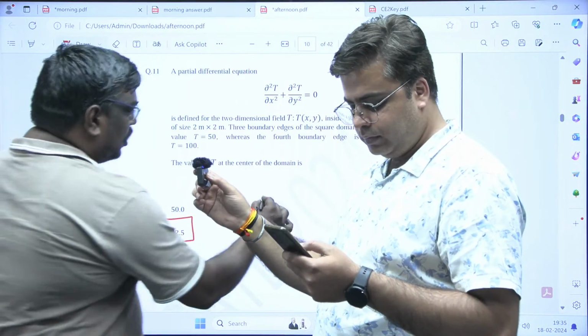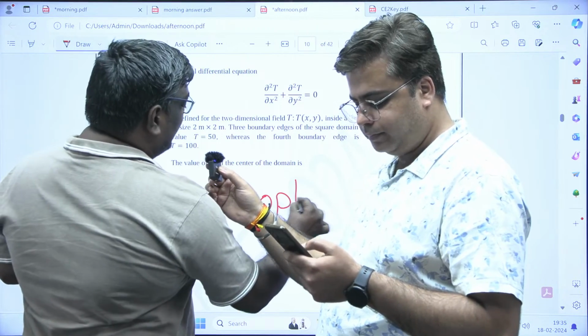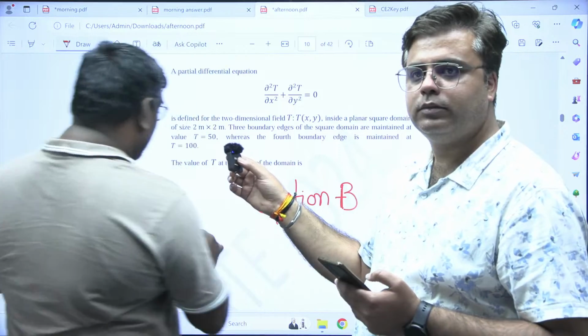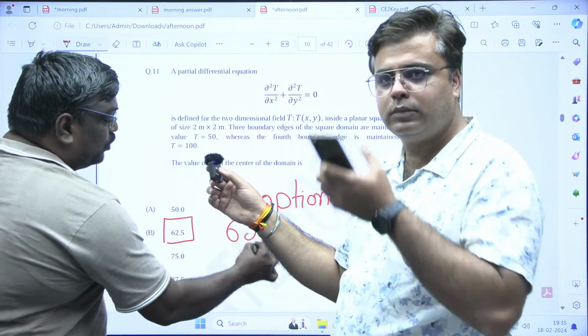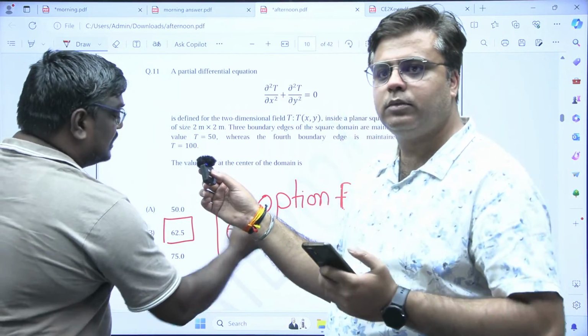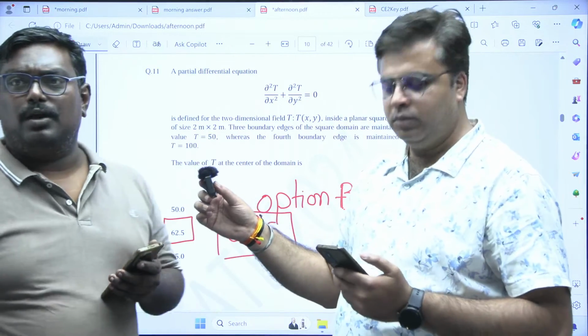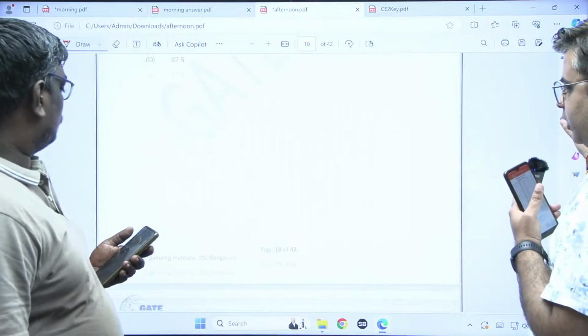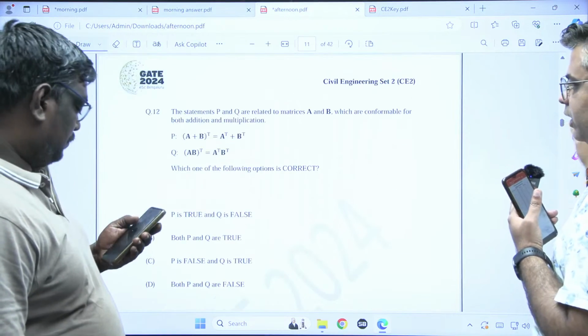62.5, sir. Option B. Del square T by del x square plus del square T by del y square. The option is B, and the answer here is 62.5. See, students, the answer here is 62.5. So this is option B. Then question number 12. This is question 12.